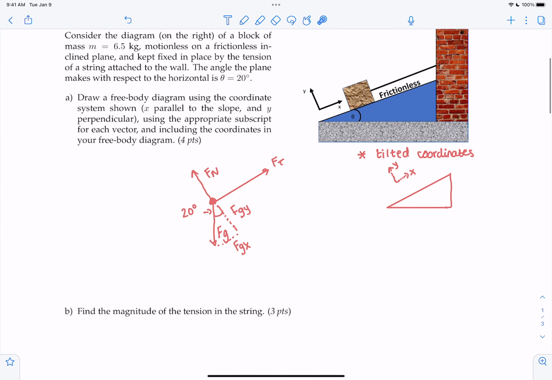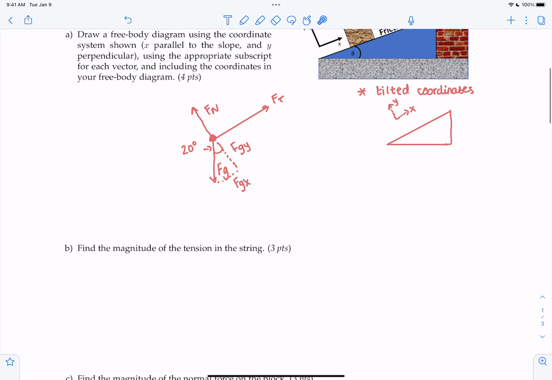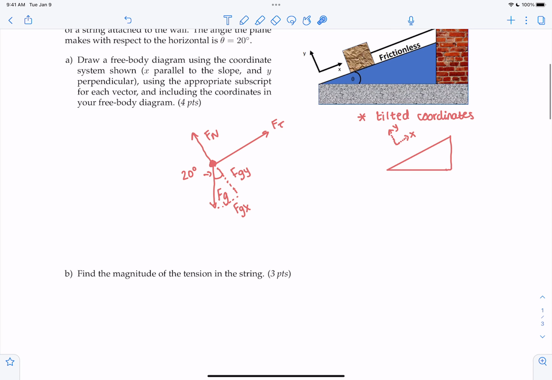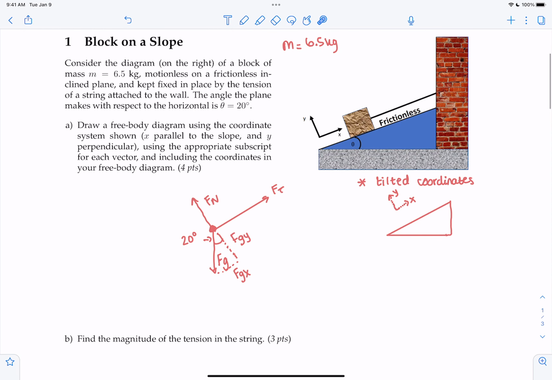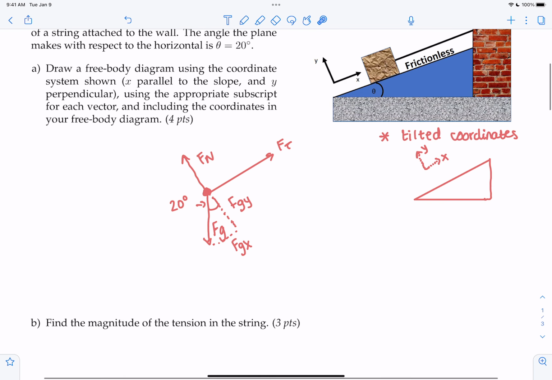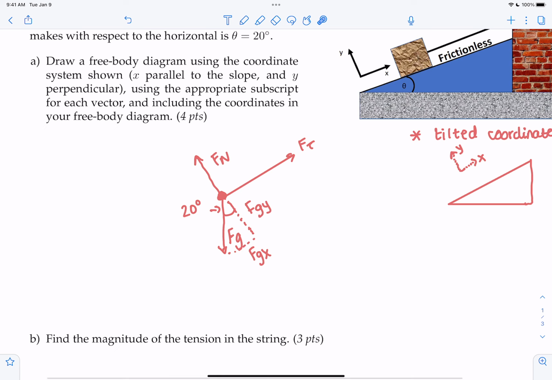So that is the free body diagram for part A. Does that make sense for everyone? The only thing that I would actually add to this, and that's an adjustment, is considering the fact that this problem says that the block is motionless, there's actually a mistake to this diagram. Can anyone tell me what the mistake is?